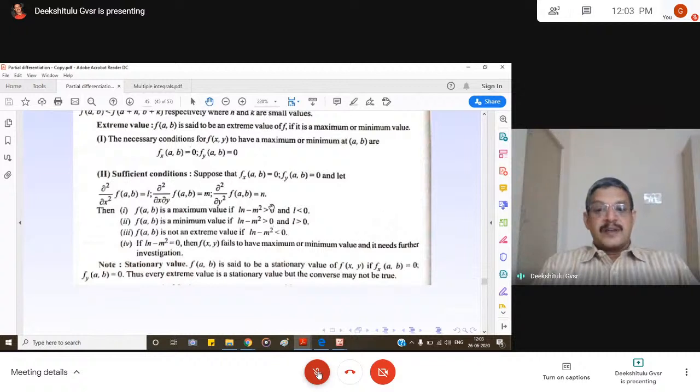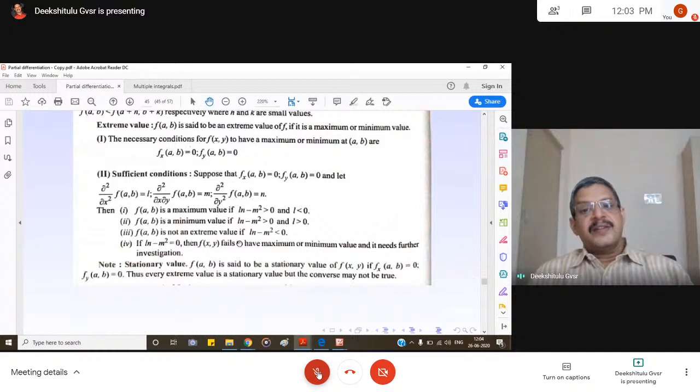See, the first condition is common. Once LN minus M squared is greater than 0, then you have to check whether L is less than 0 or L is greater than 0. If L is less than 0, it is maximum. If L is greater than 0, it is minimum. And f of (a,b) is not an extreme value if LN minus M squared is less than 0. And if LN minus M squared is 0, then f of x,y may or may not have a maximum or minimum value. It needs further investigation. That means with the information available, we cannot judge whether the function has a minimum value or maximum value.